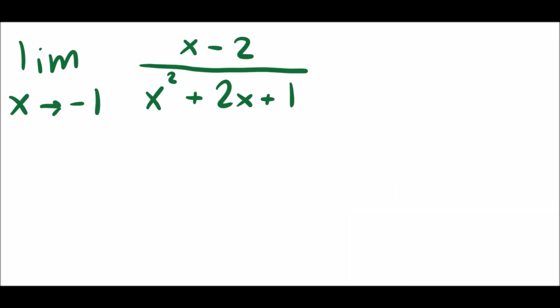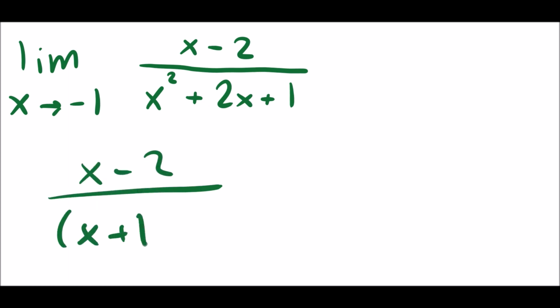So let's do this last example right here. And again, it's one of those messy polynomials. So if we try to factor it, we actually end up with an x minus 2 on the numerator and an x plus 1 squared on the denominator. You can kind of check that yourself. So let's try to plug everything in.